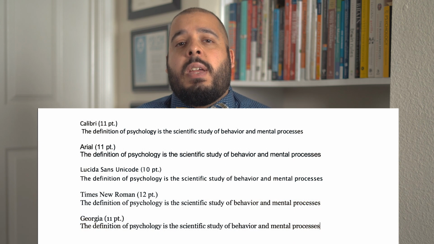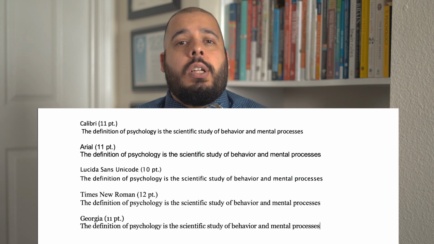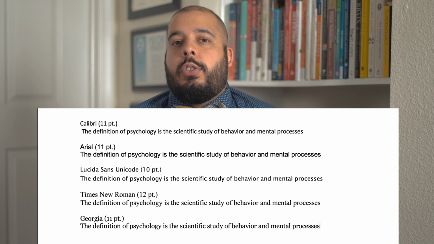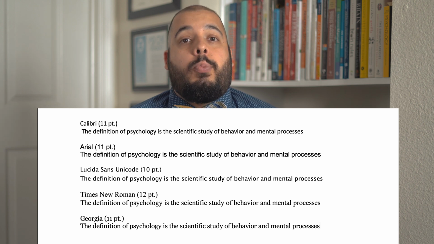Sans serif fonts that may be used include 11-point Calibri, 11-point Arial, or 10-point Lucida Sans Unicode. Serif fonts include 12-point Times New Roman or 11-point Georgia. Level 3, 4, and 5 headings have been simplified to promote accessibility.